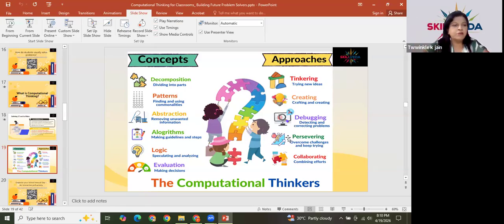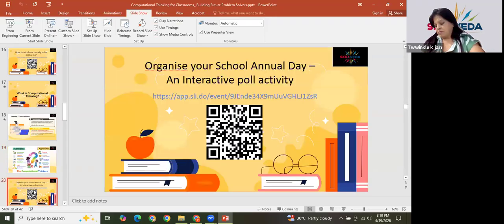That's where they can develop their computational thinking skills. Yes, overcoming the challenges and keep trying. See what all the errors they made, record them. The next time, ask them not to make the same error so that they will try a different method. Then, collaborating as a combined effort, they can come out with excellent project work. Same way, tinkering, trying new ideas. These are all different approaches. You can conduct some activities for CT and go ahead.